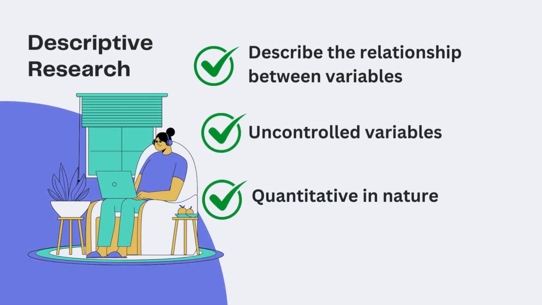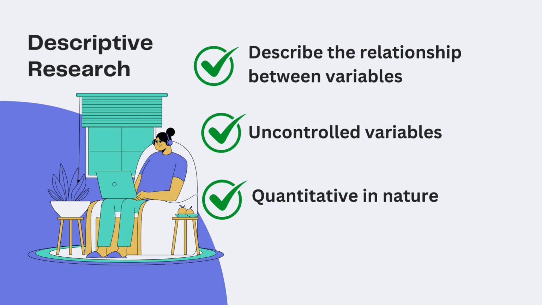So now we'll quickly recapitulate the characteristics of descriptive research. Descriptive research describes the relationship between variables. The variables in descriptive research are uncontrolled, which means that they are in their own natural setting and acting in their own natural way, and in no way are they being affected or controlled by the researcher.